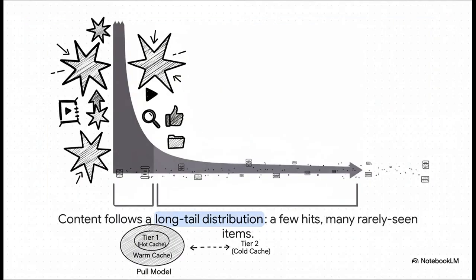So why is this push versus pull choice so important? Well, it's because internet content almost always follows what we call a long-tail distribution. You have a few massive hits that everyone wants, and then this incredibly long tail of millions of items that are almost never requested. A pure push model would be super wasteful, filling caches with stuff nobody wants. This is why a hybrid or layered pull model is so powerful. It naturally adapts to what's actually popular right now.